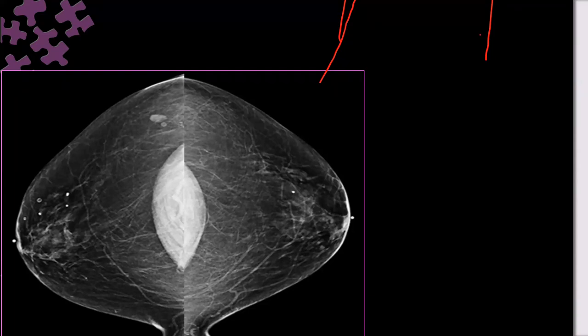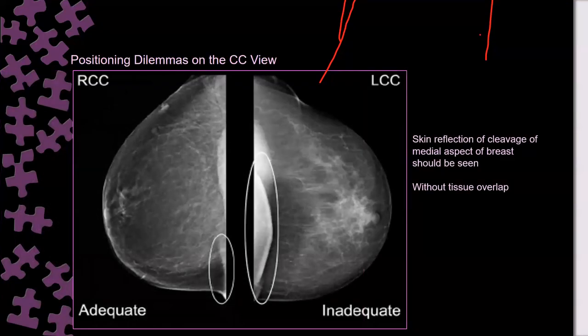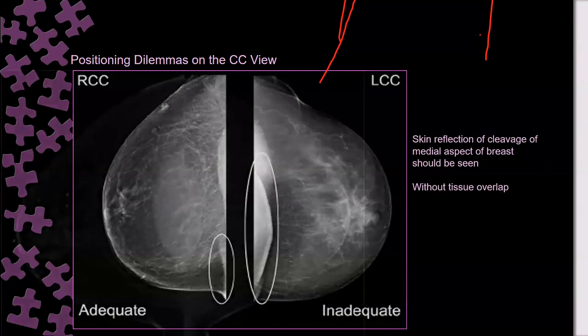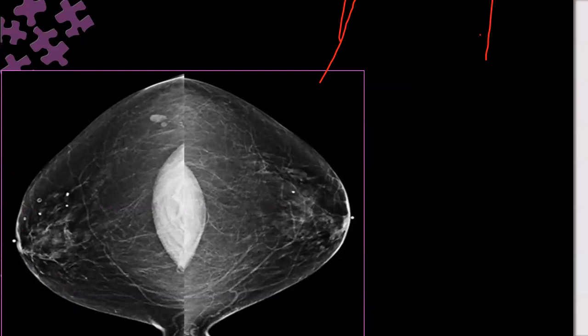Who is going to take this beautiful case? I didn't understand, the adjacent breast may overlap what? You see, when you image one breast you have to push the other breast a little bit on the medial aspect to push it away, otherwise it might overlap. Exactly, especially if she has large breasts. What about this one?